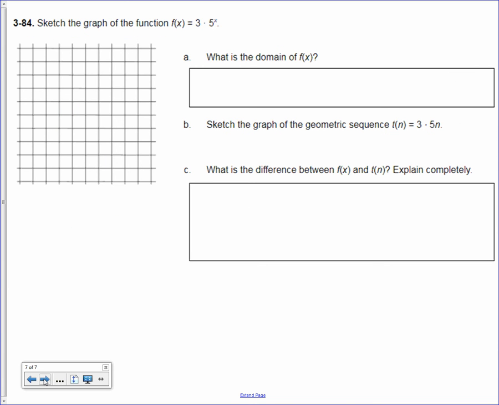Okay, problem 84, sketch the graph of the function. So the graph of the function should have looked like this. It's exponential. So what's the domain? So the domain is all reals.